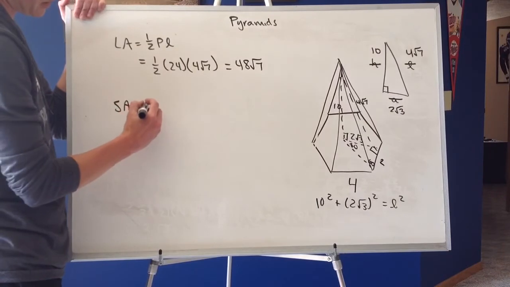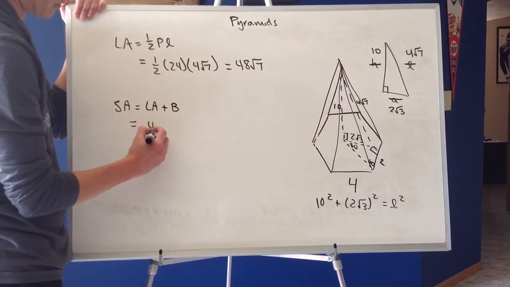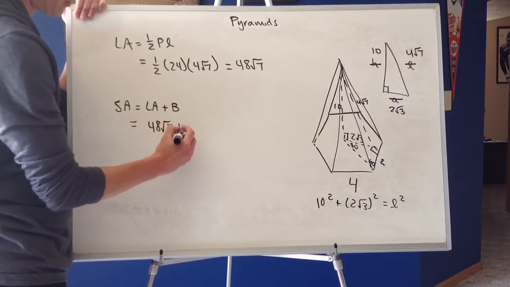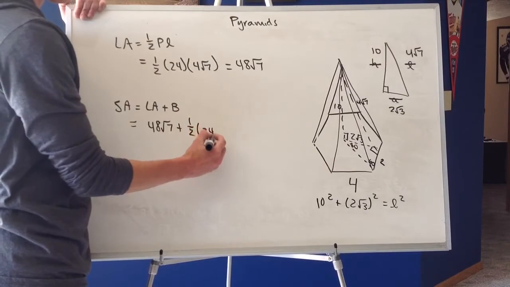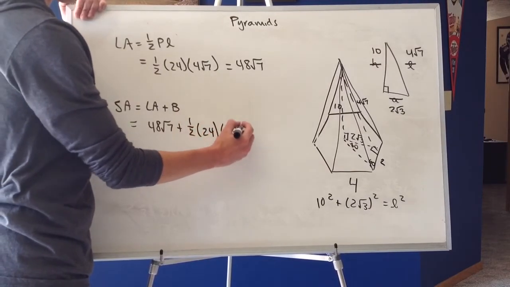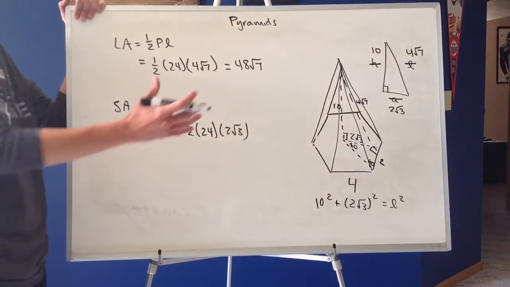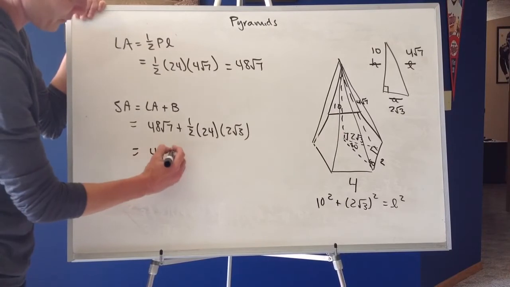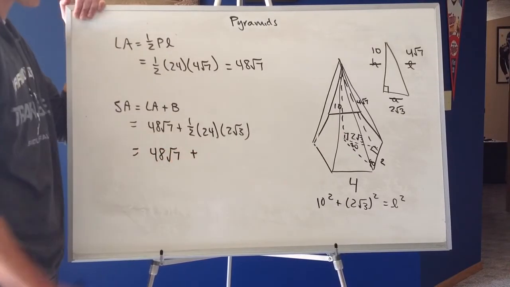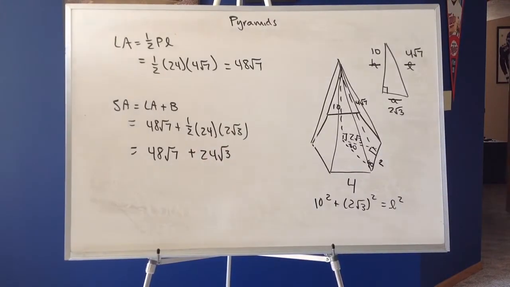For surface area, it's LA plus B. Again, hexagon, we're going to use 1/2 PA. Which again, you have all the information for, which is really nice. There's your perimeter, there's your apothem, just plug them in. Square roots are different. We cannot add them when square roots are different, so we will have to leave them separate. We can multiply, we just can't add.